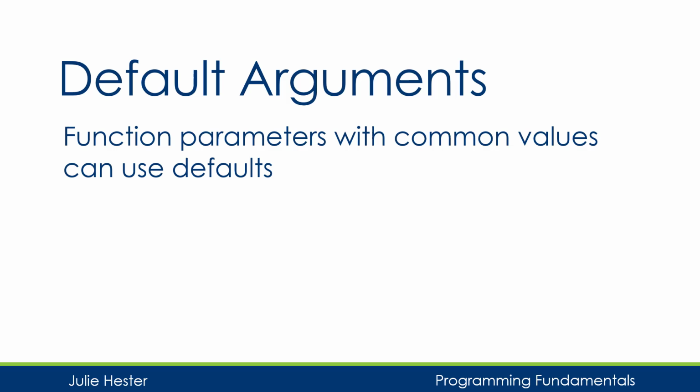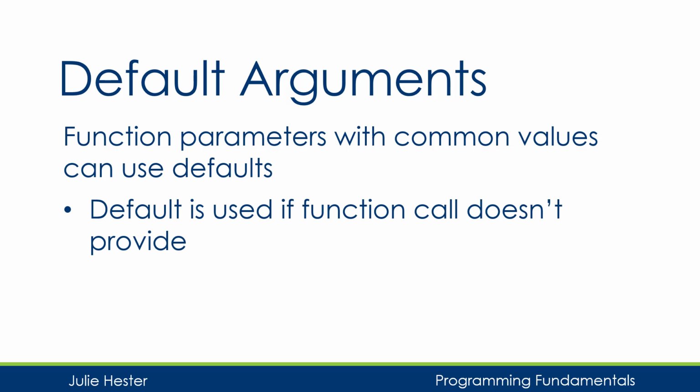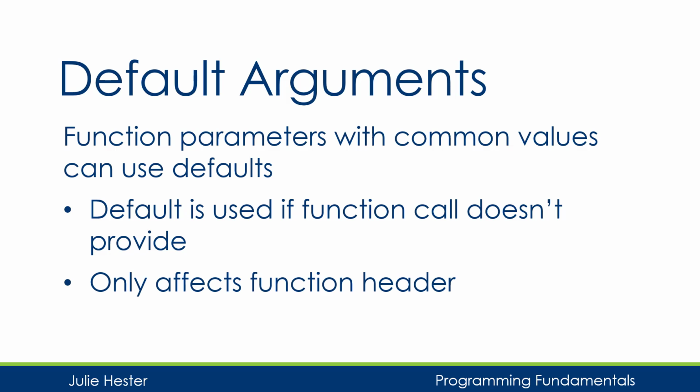If you have a function where one or more of the parameters almost always has the same value, you can set it up to have a default. Then when you call the function, you don't have to provide a value for that parameter, and the function will use the default. The only place where we program this is in the function header. In the body of the function, it has no idea that a default was used.